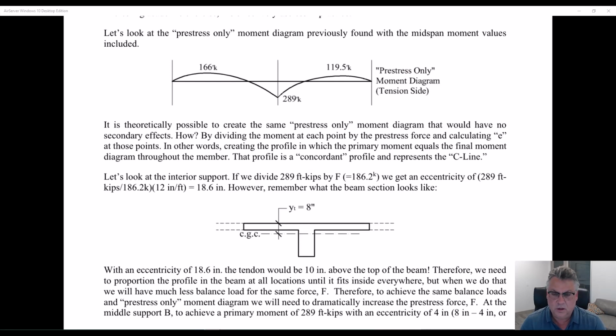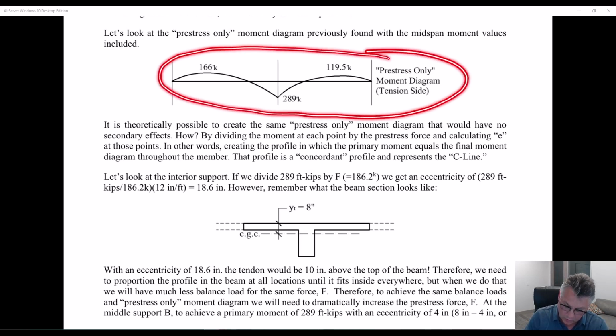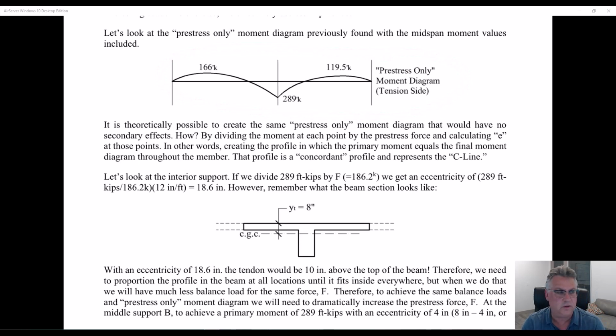Well, and you're about to be tested on this in week 5, if there were no secondary effects, the moment at every location would be the force times the eccentricity. In other words, the final pre-stress moment diagram would also have to be the primary pre-stressing moment diagram, which would mean that every one of these locations, every location, the force in the tendons multiplied by the eccentricity between the center of gravity of the concrete and the tendons would be equal to these numbers.